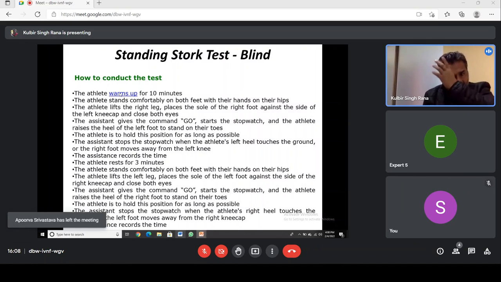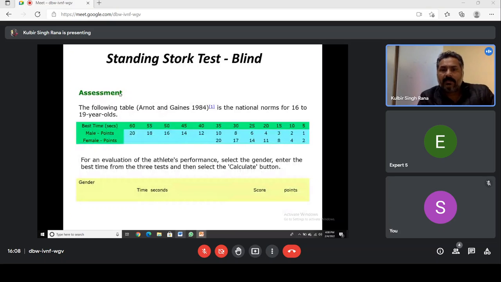Then the athlete rests for 3 minutes. Then again we'll do it with the other foot, right? So both legs will be tested, one after another. So these are the data.